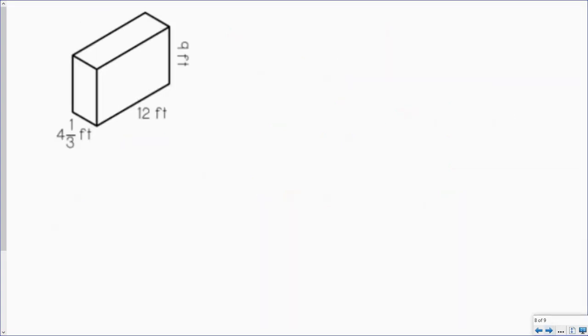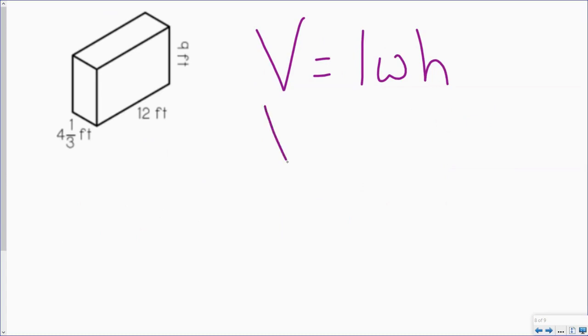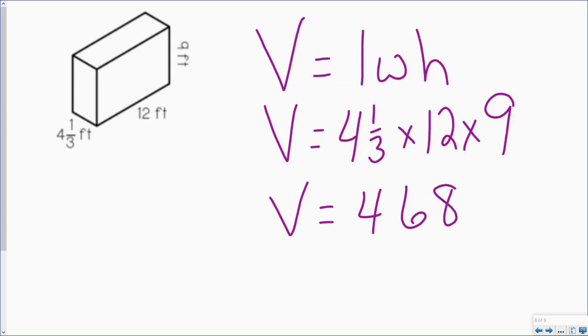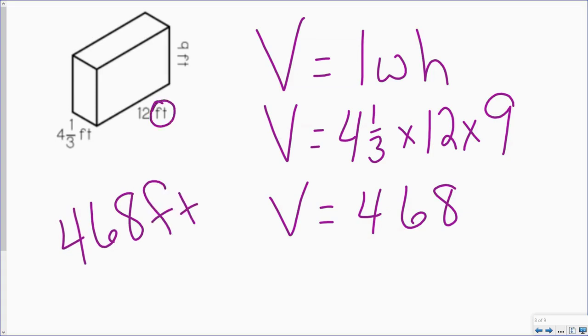Here's another one. So volume equals length times width times height. Substitute in my numbers. So volume equals 4 1/3 multiplied by 12 multiplied by 9. Volume is equal to 468. So I would have 468. Label is feet. So it would be feet cubed.